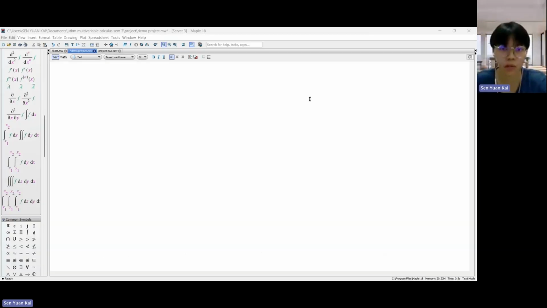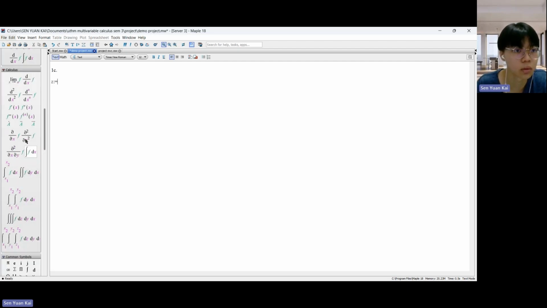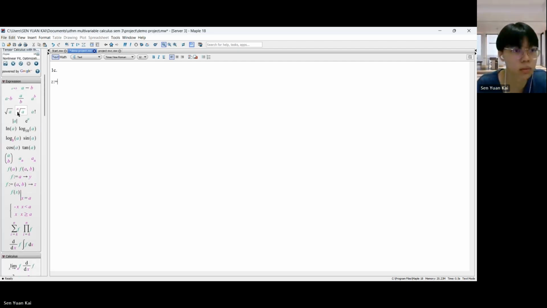Now I will use Maple to prove our manual calculation is true. It's question 1C. And then first we will write down the z function. Our z function is equal to square root. Then we enter, we will get this function. Oh, this one is negative.